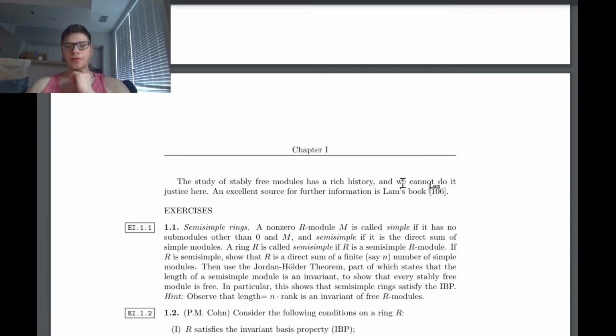Study of stably free modules has a rich history. Yeah, Lam's book. So Lam's books are actually really good.